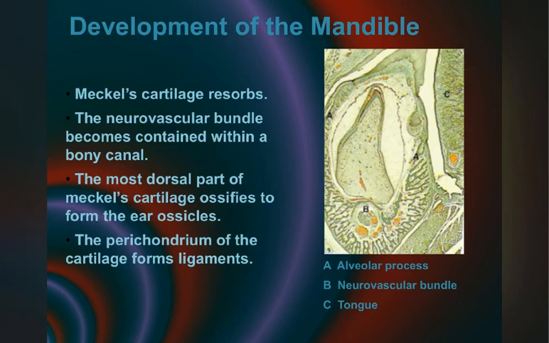In particular, we have two ligaments arising from the perichondrium of Meckel's cartilage. One is called the sphenomandibular ligament, and the other is called the anterior malleolar ligament. We'll talk more about them when we talk about the ligaments that provide support to the temporomandibular joint, because both of these ligaments provide support to the temporomandibular joint.